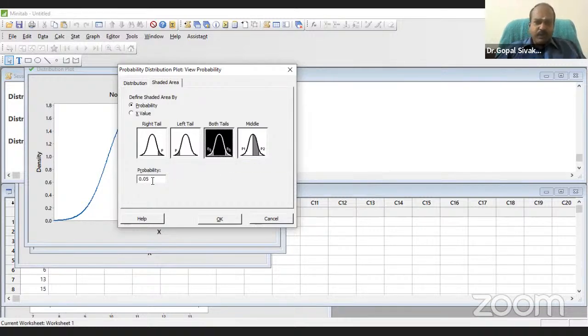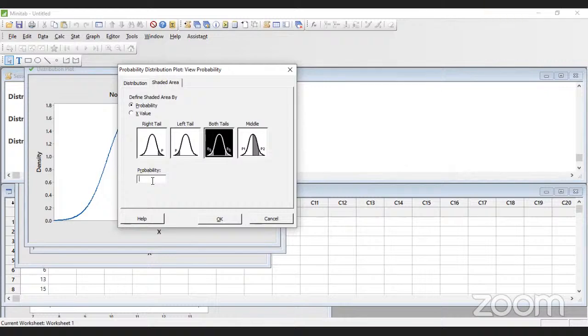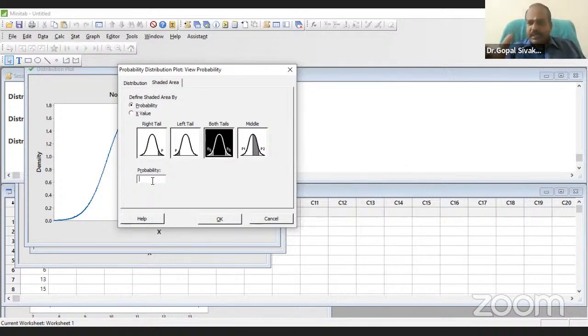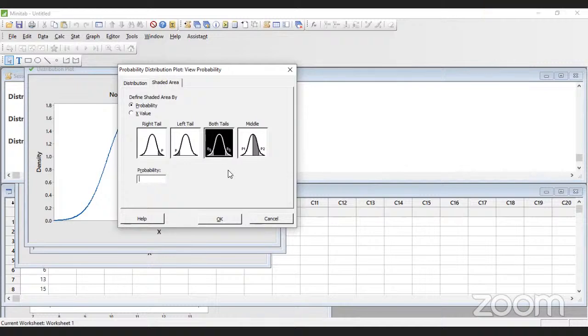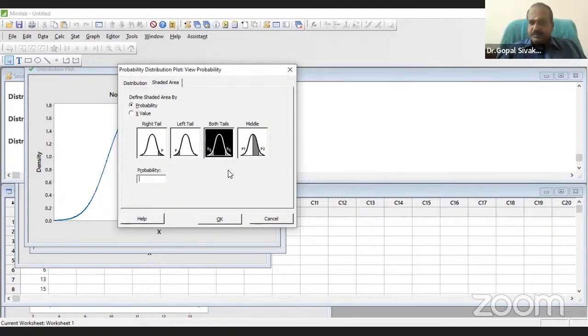Now I am going to ask: within 1 sigma, what percentage of the area will lie? Please answer. Within 1 standard deviation from the center, what will be the percentage of the curve? See, 1 standard deviation right side, 1 standard deviation left side. So the area will be 68.27. Am I correct? Yes, sir. So outside of the area will be 31.73. Am I right? Yes, sir.